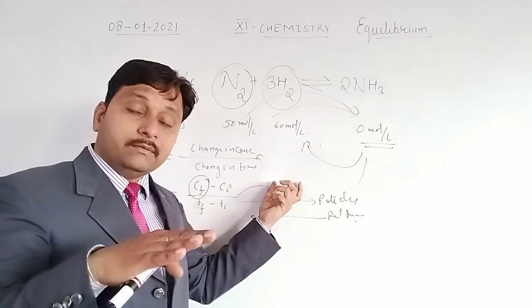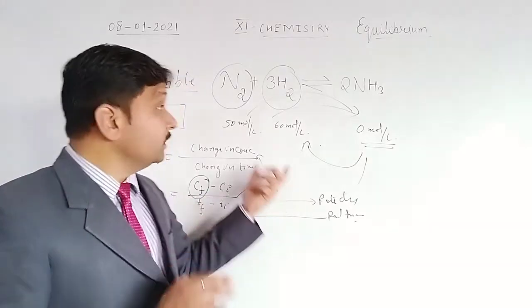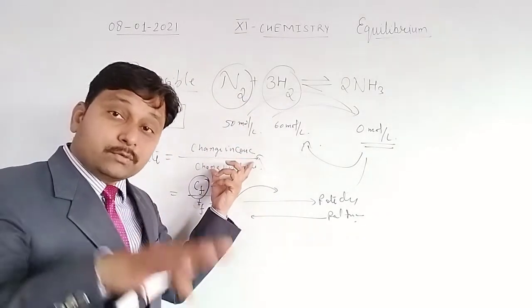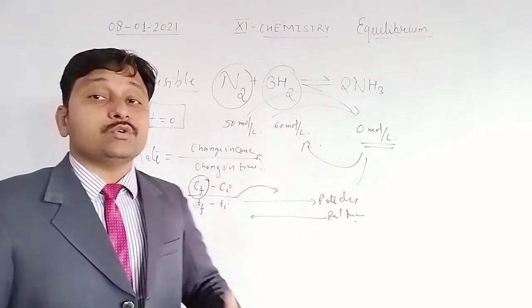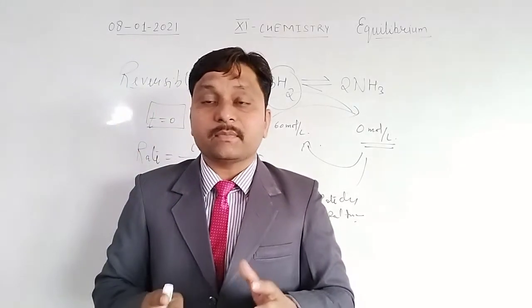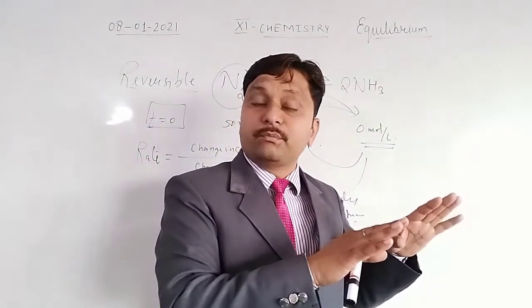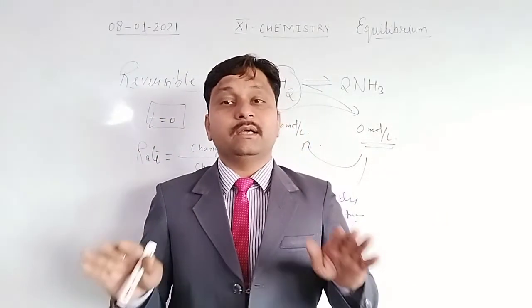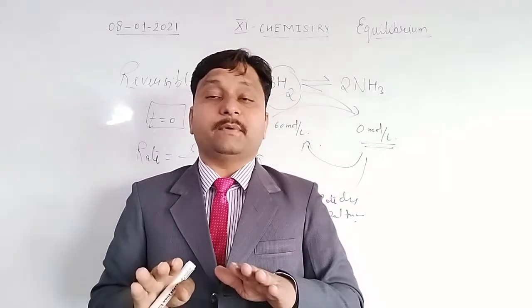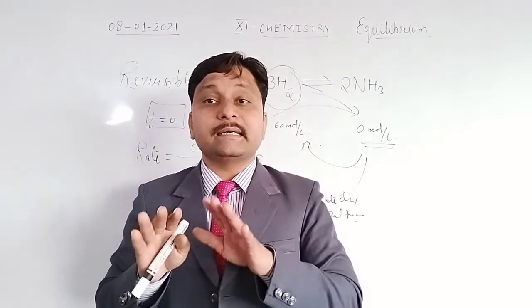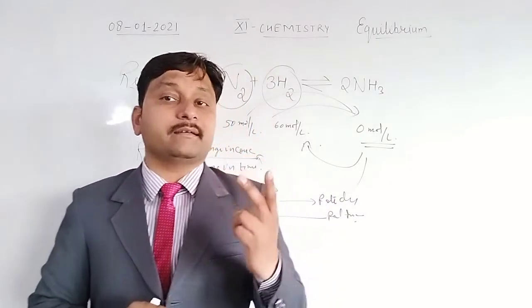Concentration of hydrogen that will be fixed, that is 32. Concentration of nitrogen that will also be fixed, that is 40 mole per liter. So when the equilibrium is established, the concentration of the reactant and the concentration of the product will have no change. They show constant performance, they show constant concentration, which is the second characteristic.